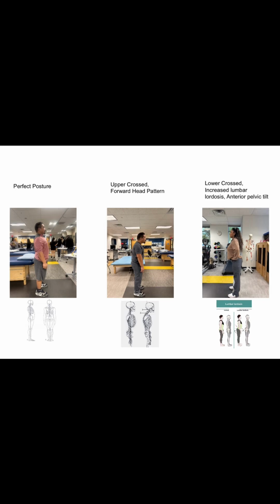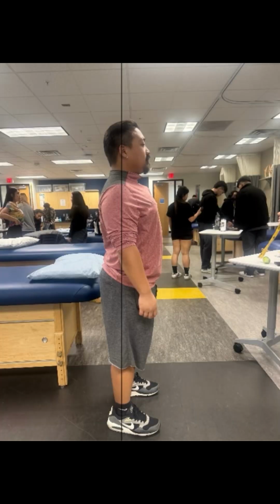Now our next posture we'll be talking about is the one in the middle, the upper crossed forward head pattern. And our last posture on our right is a lower crossed, increased lumbar lordosis anterior pelvic tilt posture. In this video, we will be going over all 3 of these different types of postures. To start it off, our first posture is a perfect posture.